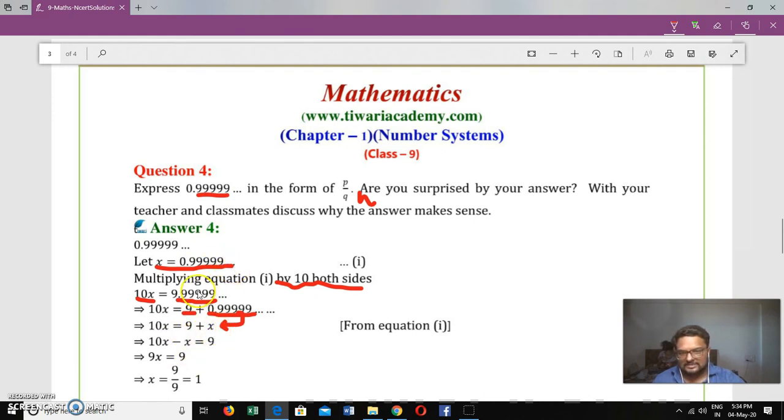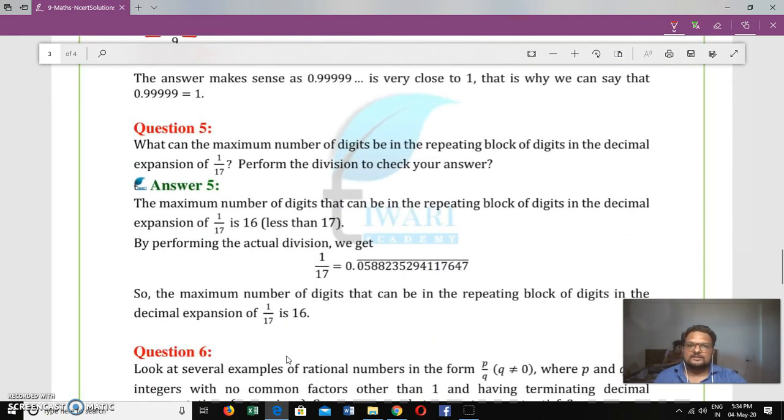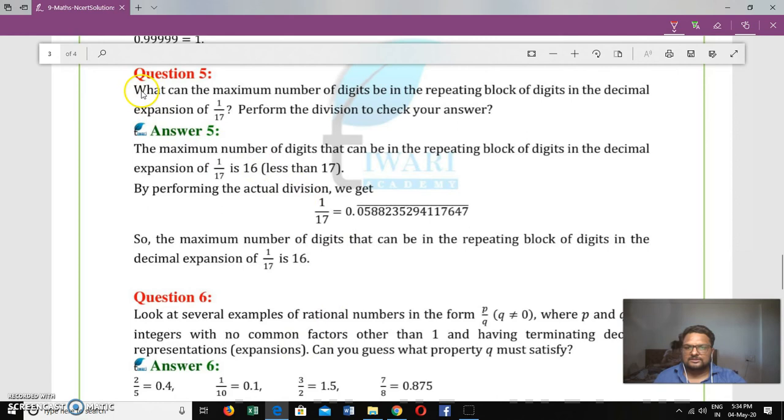So we did that. We brought this x to the other side, and it becomes 10x minus x equals 9. So 10x minus x will be 9x equals 9. So x equals 9 upon 9, which gives you 1. I hope you understand. Let's go with question number 5. Here they are asking us to tell the maximum number of repeating digits in the decimal expansion of 1 upon 17.